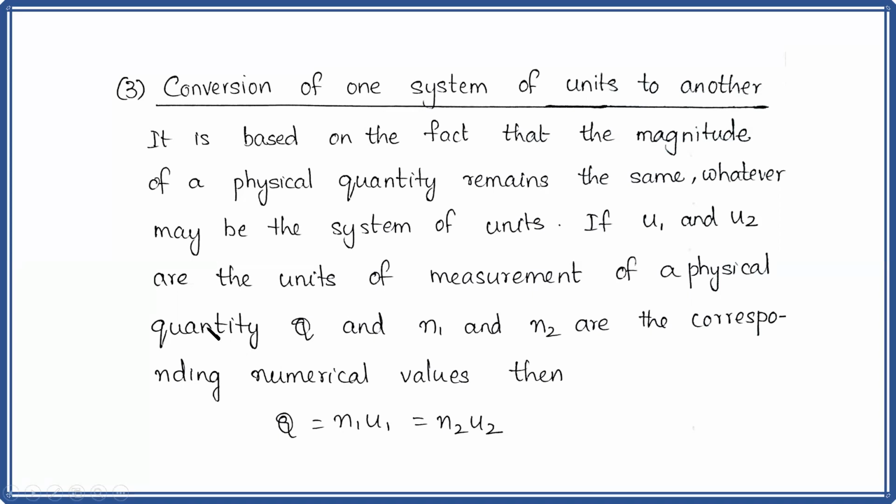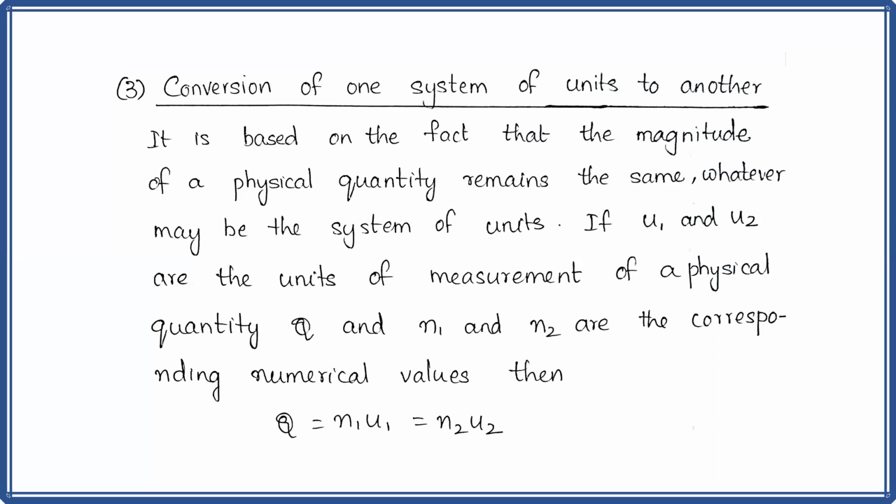If U1 and U2 are the units of measurement of a physical quantity Q, and N1 and N2 are the corresponding numerical values, then Q is equal to N1 U1 is equal to N2 U2. It will be better if we explain with one or two examples. So N1 U1 is one system, N2 U2 is the other system.